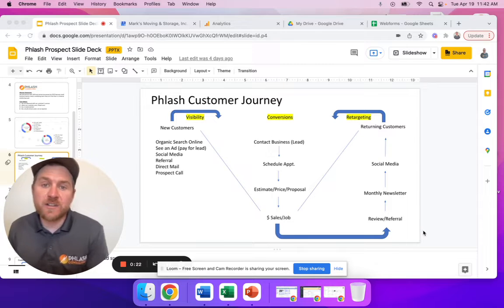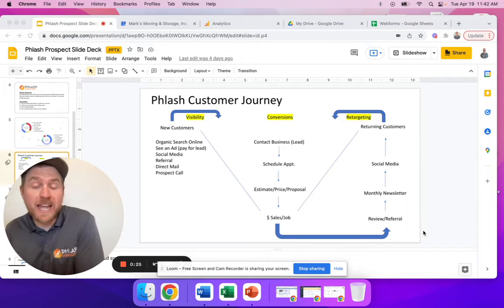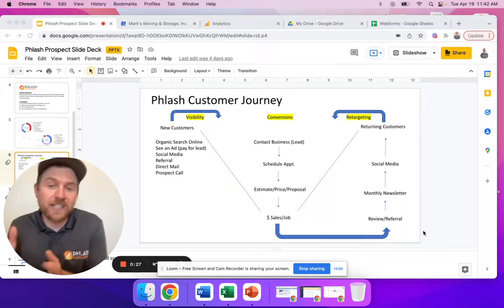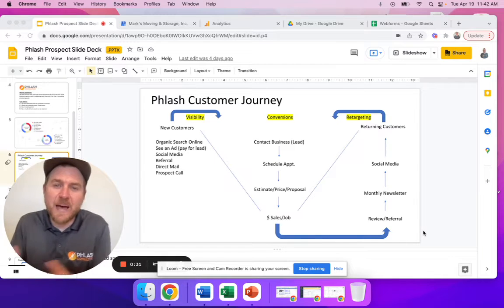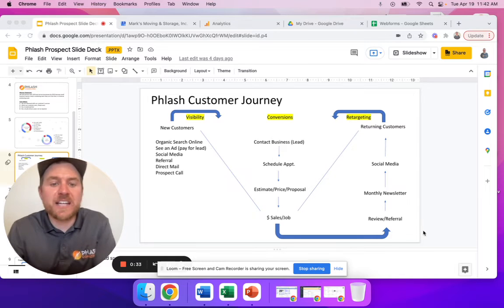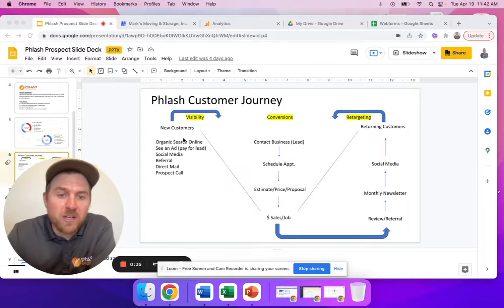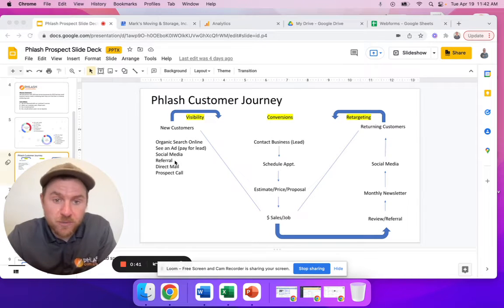A trailing indicator is something that if this happened, then how did it happen? Trailing or lagging indicator is if this happened, then what exactly happened so that this happened. And so in our funnel here, a leading indicator is creating visibility for a company. So more people discover you online.